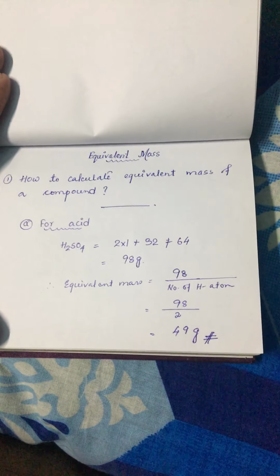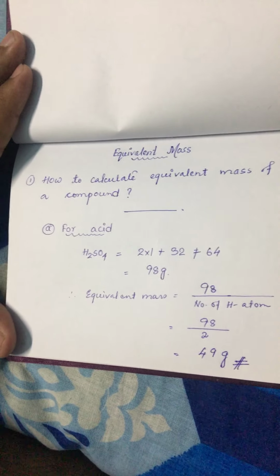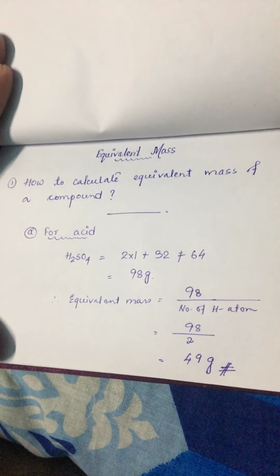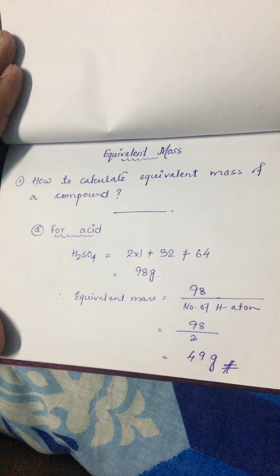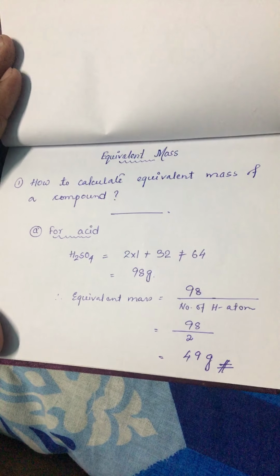So how to calculate the equivalent mass of a compound? The compound may be an acid, a base, or a metal. So first let us discuss in terms of an acid. We have taken one example.